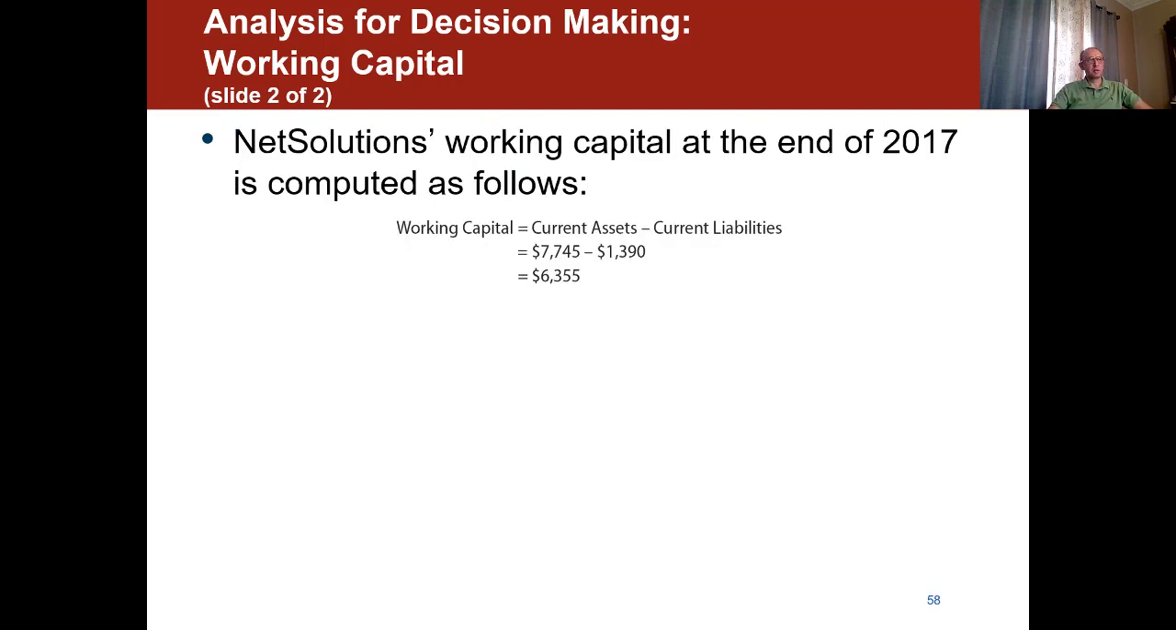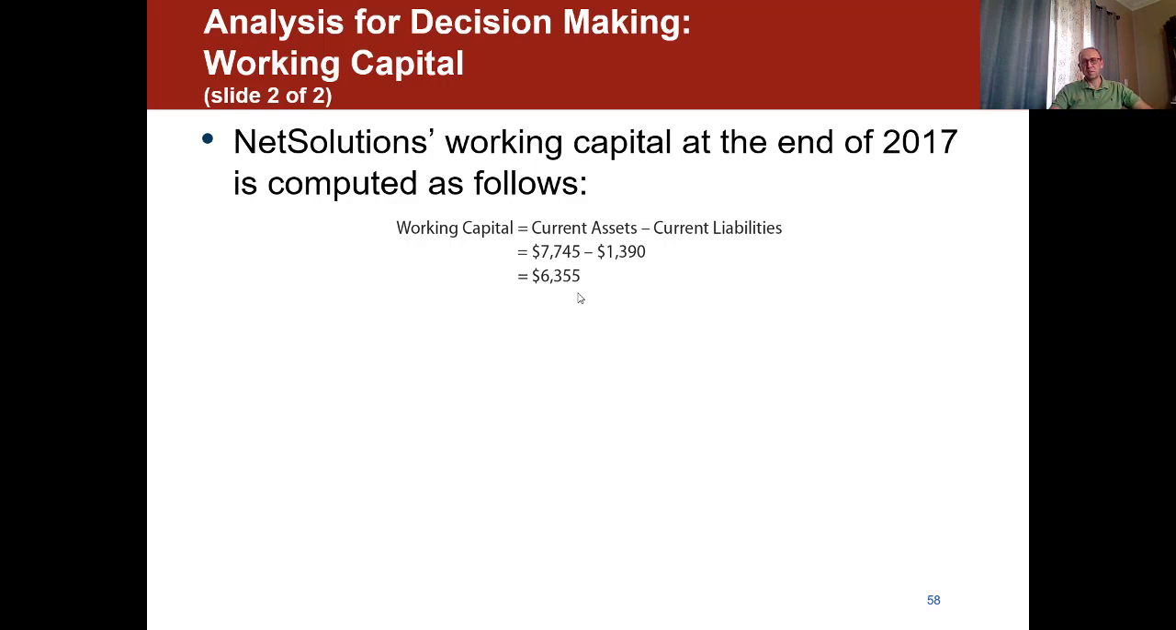So let's see an example here for Net Solutions. The working capital is calculated as current assets minus current liabilities, and their current assets were $77.45. The current liabilities were $13.90. So that gives us a positive $6,355. So as you see, this is a positive number.